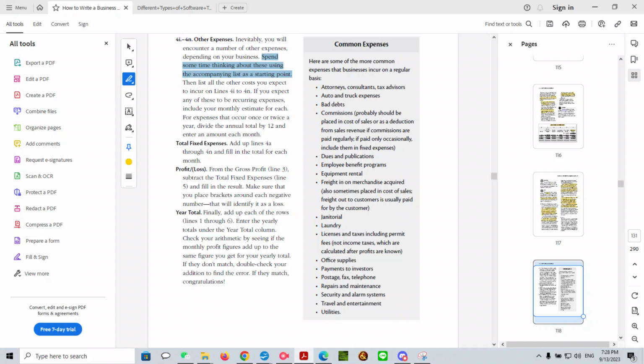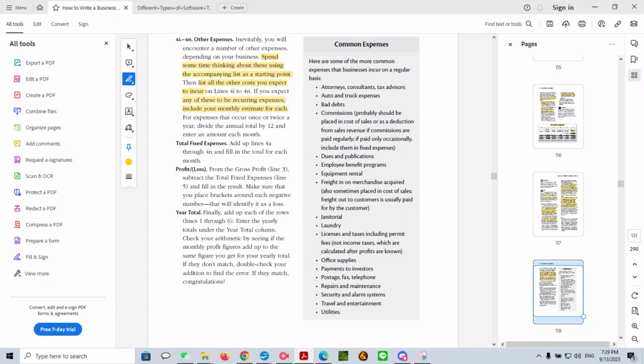Inevitably, you'll encounter a number of other expenses for your business. Spend time thinking about these, using the company list as a starting point. Then list the other expenses you expect to incur. Also, if you expect any of these to be recurring expenses, include your monthly estimate for each. Remember, this is a forecast, not a tax statement. We're forecasting to get an idea about the total expenses compared to our total revenues.